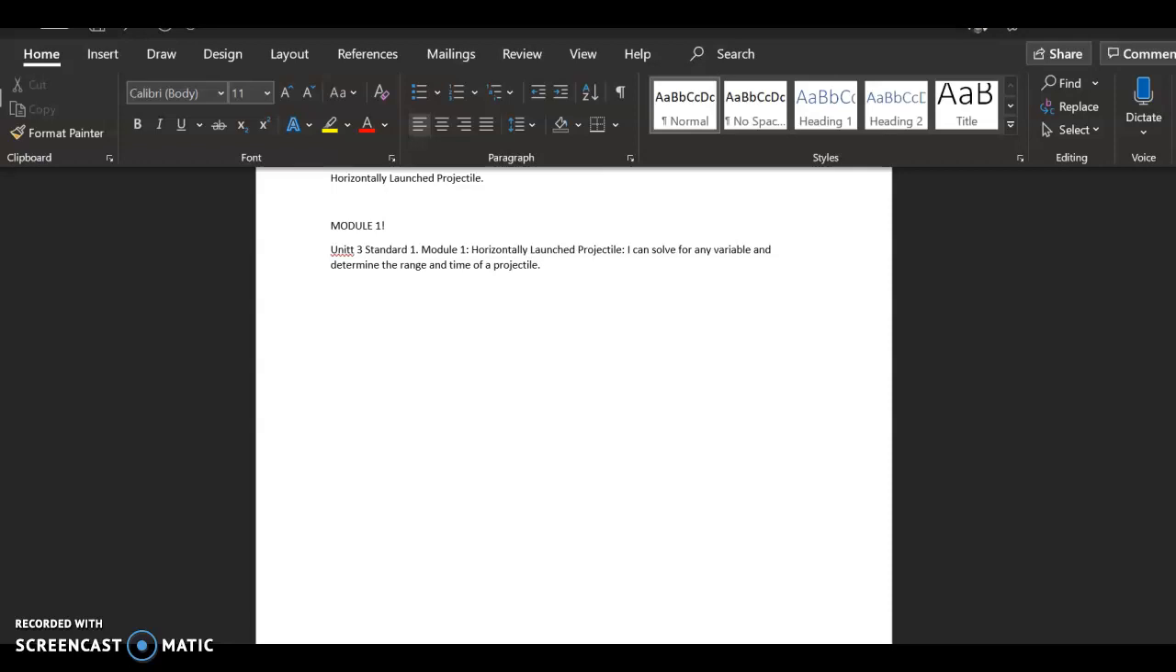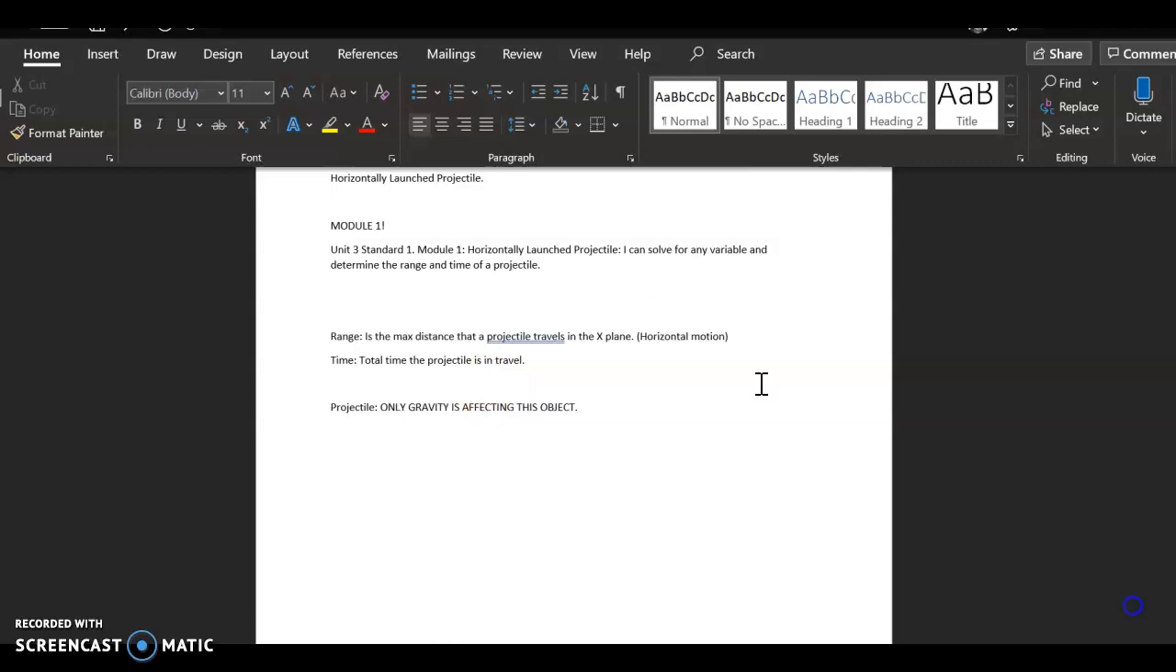Class. So welcome to the first module, and this is Unit 3, Standard 1, Module 1. It's a horizontally launched projectile, so I can solve for any variable and determine the range and time of the projectile. So go ahead and take out your notes and put this into your notes. You can pause. All right, so now that we have the first thing down, I want you guys to write these next things.